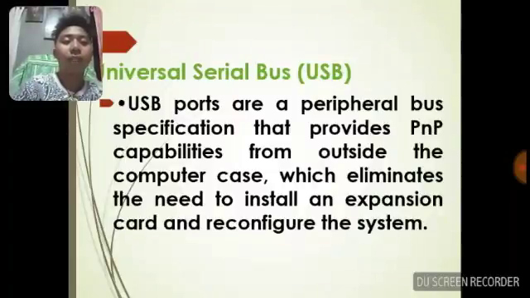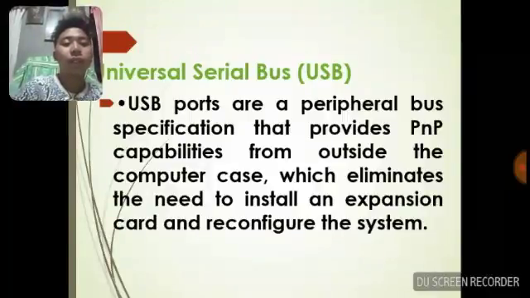Universal Serial Bus or USB. USB ports are a peripheral bus specification that provides plug-and-play capabilities from outside the computer case, which eliminates the need to install an expansion card and reconfigure the system.